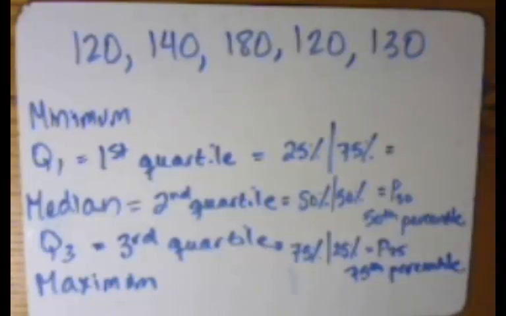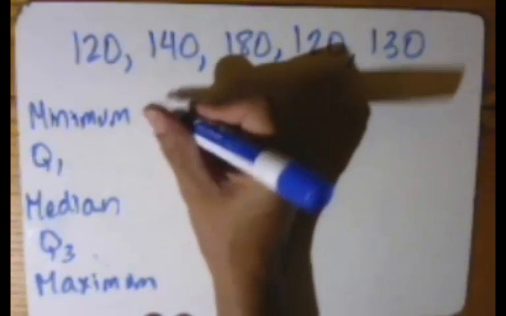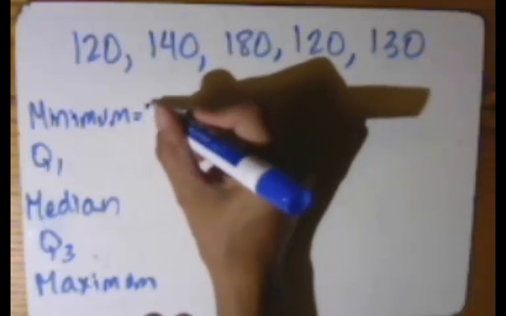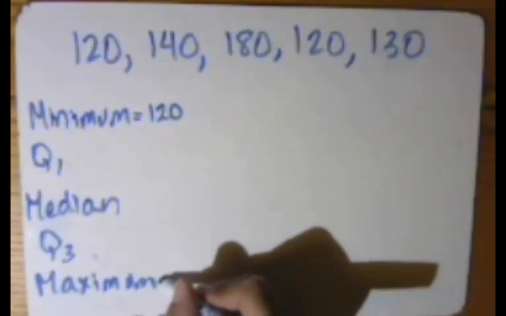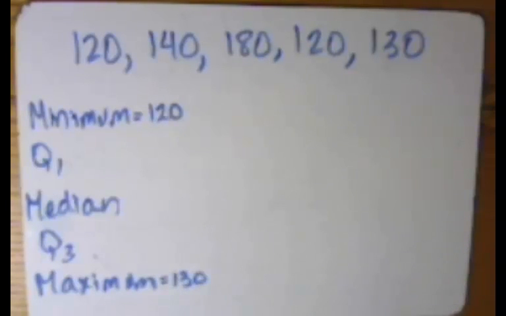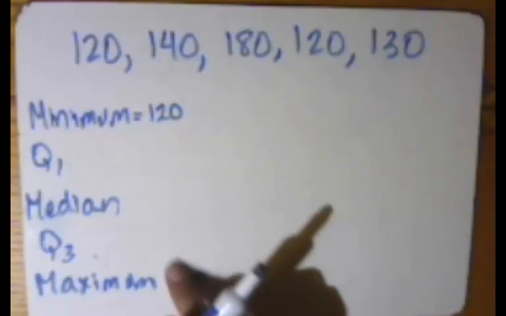Alright, so how do we find those things? Much easier than it sounds. Let me go ahead and start. Well, right away I'm going to fill in the minimum and the maximum. The minimum is 120. Oh, and the maximum is 130. And then you say, well, wait a second, Mrs. Anderson, that doesn't look right because there's a higher value.